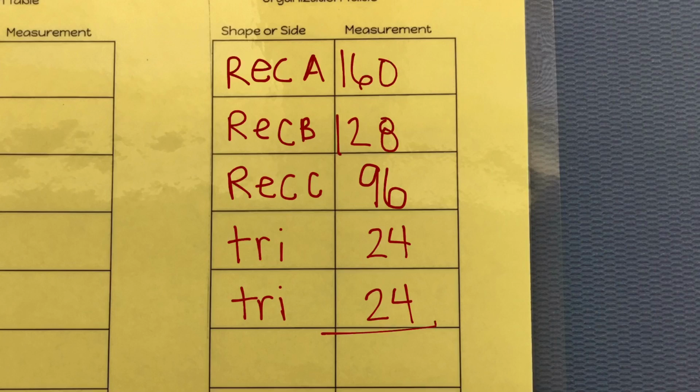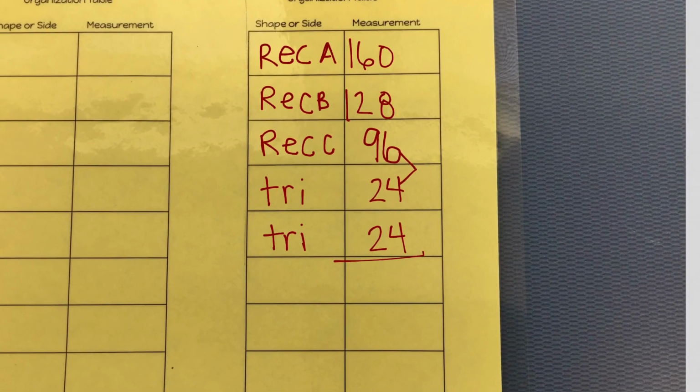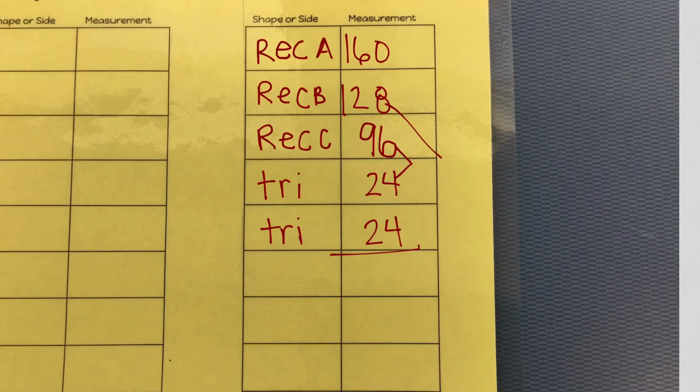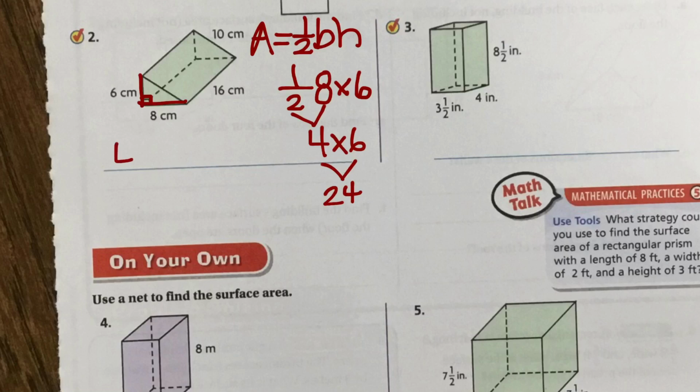Okay, now let's add all these together. So this is 10, and this is 12, so that's 22. 432. So this is 432 what? Centimeters squared.